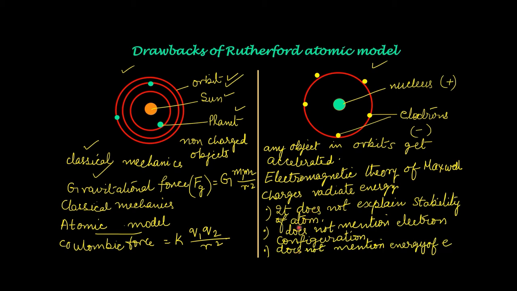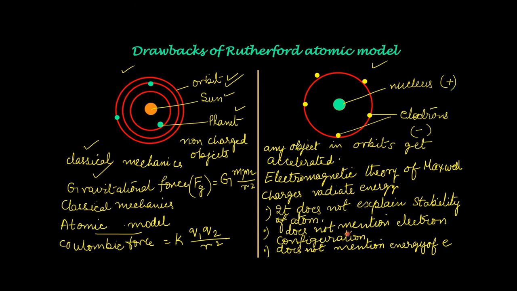His model came to be known as the Bohr model. We will discuss that in the next video. Anyway, though Rutherford's atomic model had a few defects as mentioned here, his model suggested that the nucleus is in the center, electrons are moving around, and there is a lot of vacant space in the atom. All these points are accepted.